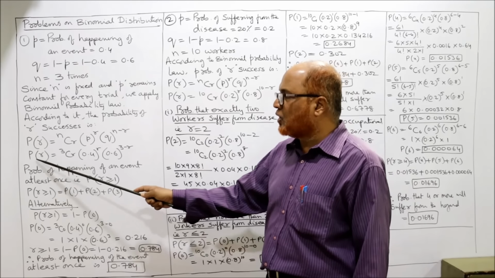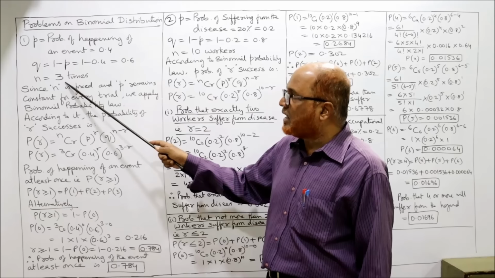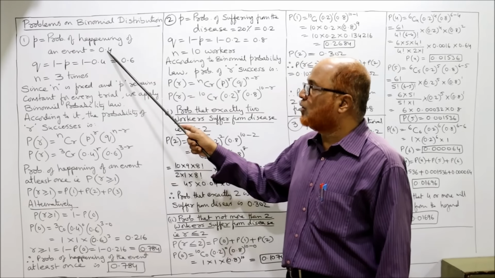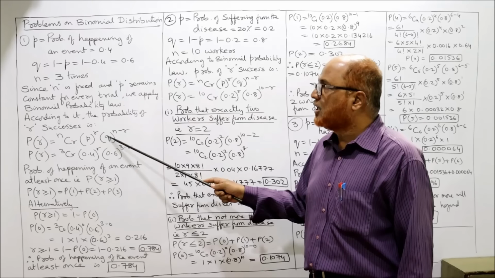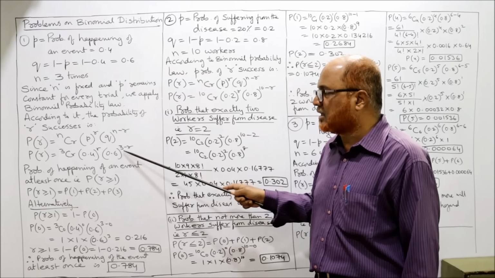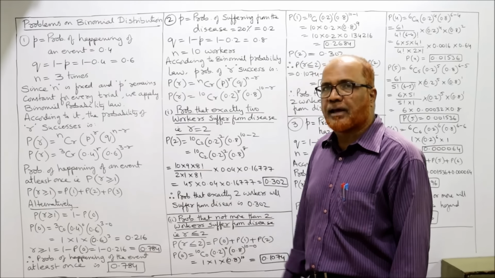Now we substitute P of R is equal to N. How much is the N value here? 3CR. P, how much is the P value? 0.4, 0.4 to the power of R. Q, how much is Q? 0.6 to the power of 3 minus R, N is 3. अब ये फॉर्मूला अप्लाई करेंगे.